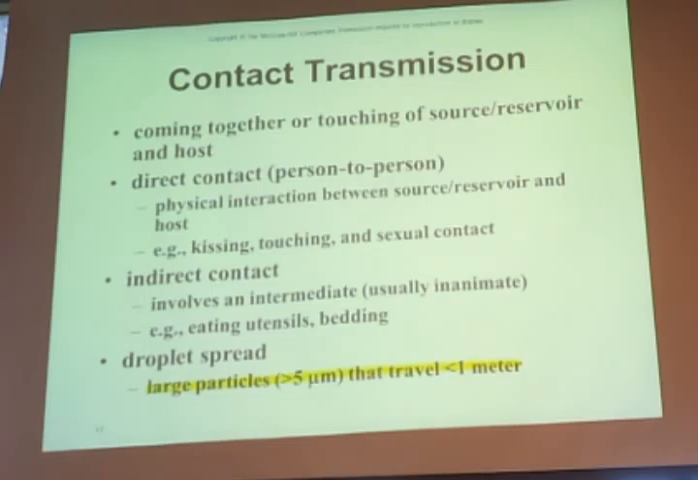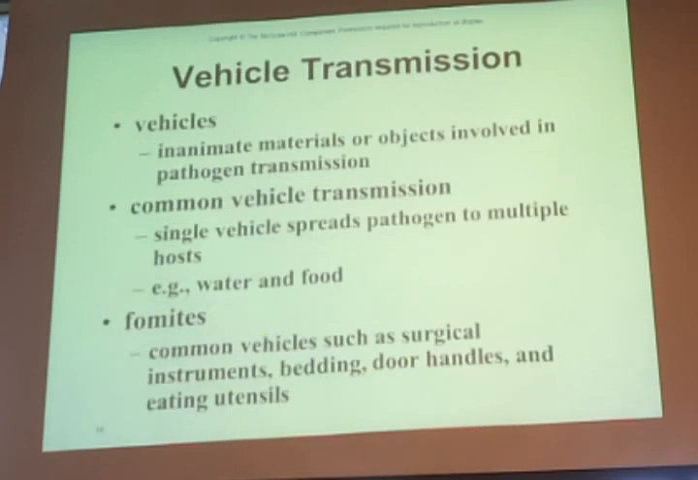I don't know if there's anything else I need to say about contact transmission, about fomites. So you see here, vehicles and fomites is basically the same thing. Inanimate objects or objects involved in pathogen transmission, which again is what a fomite is. So you can use those terms interchangeably.